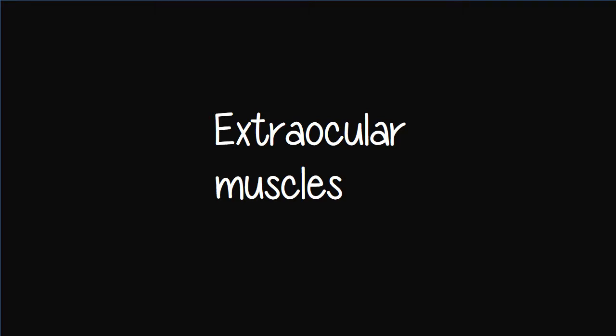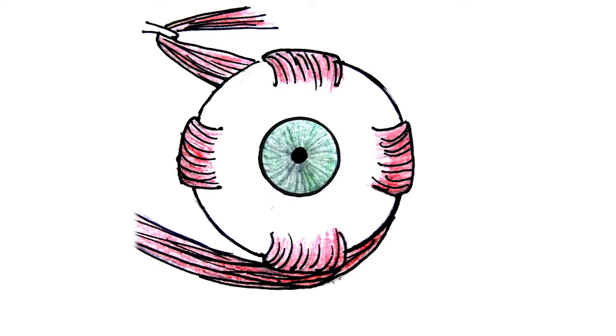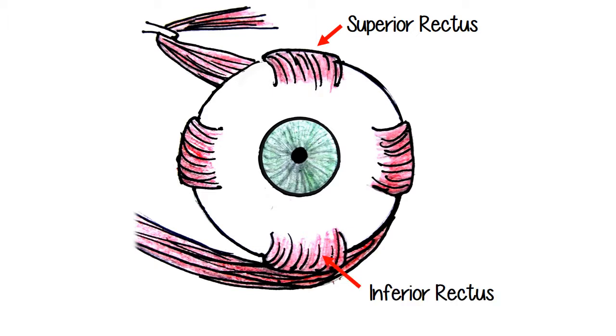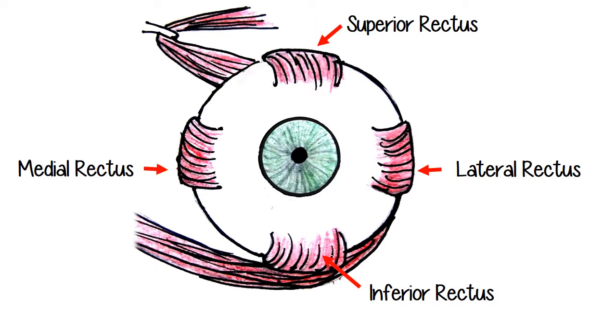The extraocular muscles attach to the globe of the eye and allow it movement in 9 positions of gaze as well as stabilization of the globe. There are 6 extraocular muscles. Located at the top, bottom, and sides are the rectus muscles: superior, inferior, medial, and lateral, and the obliques, superior at the top, inferior at the bottom.